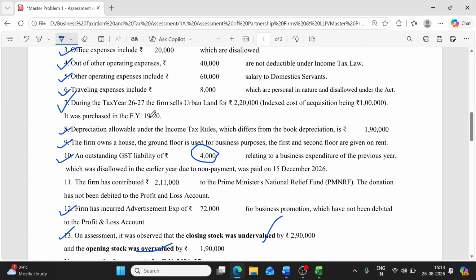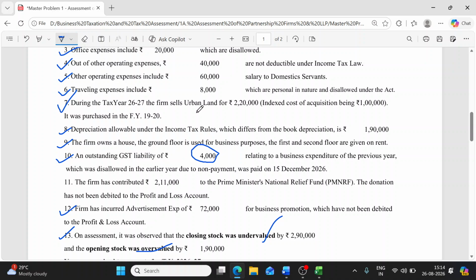If you see the year of purchase, it is 1920. Technically, the property is urban land, and the holding period is more than 24 months. That's why the gain is long-term capital gain.